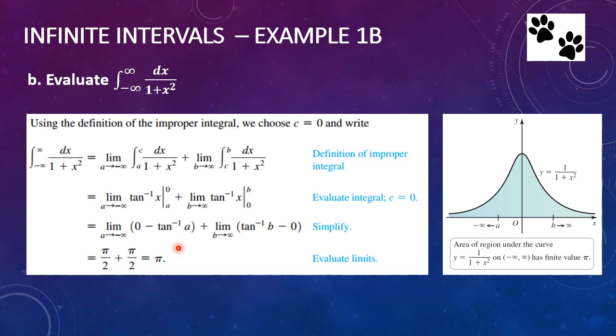When we apply these values, the inverse tangent of negative infinity is negative pi over 2, and the inverse tangent of infinity is pi over 2. And so these are the values where we have asymptotes for tangent. And so pi over 2 plus pi over 2 equals pi.